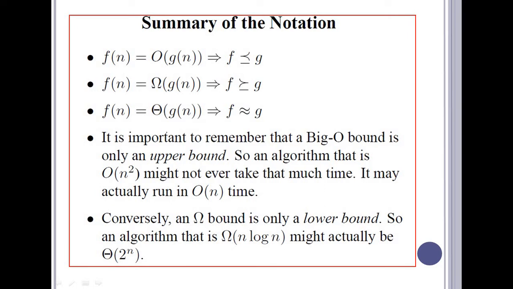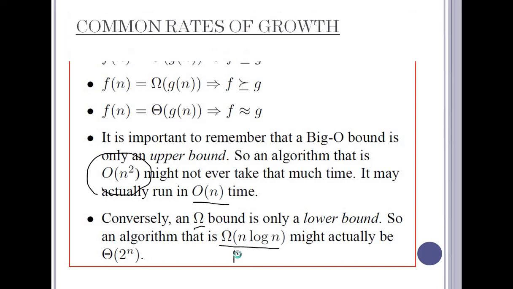You should always remember that big O is the upper bound. Suppose I have an algorithm whose time complexity is big O of n square, so the maximum time is big O of n square. Maybe the algorithm runs in big O of n for some input. Conventionally, omega is the lower bound. So if my algorithm is omega of n log n, then my algorithm can run in n square or 2 to the n. So this is the lower bound, the minimum time required for that algorithm. It may take more than that time.